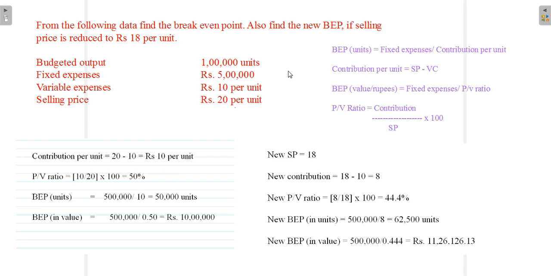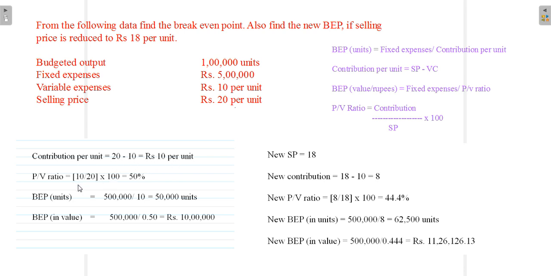So how do we find the break-even point? Break-even point in units is calculated by dividing the fixed expenses by contribution per unit. So for this we need to first calculate the contribution per unit. So how do we calculate contribution per unit? We simply subtract variable cost from the selling price. So first, to find the contribution per unit, the selling price here is 20 rupees minus the variable cost, which is 10. So the contribution per unit is rupees 10 per unit.